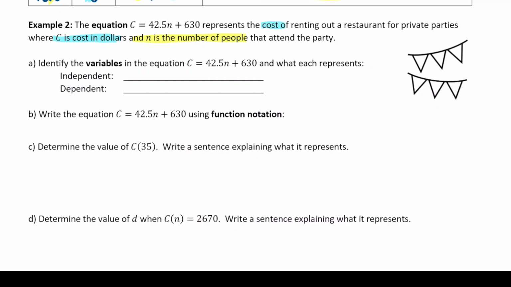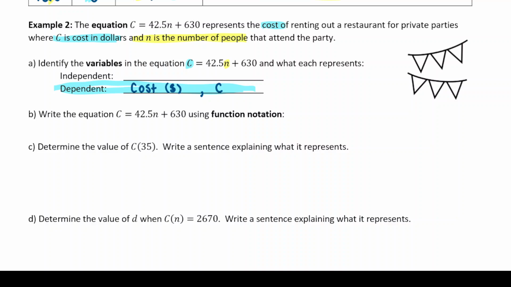Okay, so the first job here is to identify the variables. So now when we have a relationship that's in an equation, the output is what the answer is going to be. The input is the independent variable. So here, the cost is going to depend on how many people come to our party. So the cost depends on the number of people that come. That makes sense, right? So here, the cost is going to be our dependent variable, and it's in dollars, right? And we're calling that C. So I'm going to write that here.